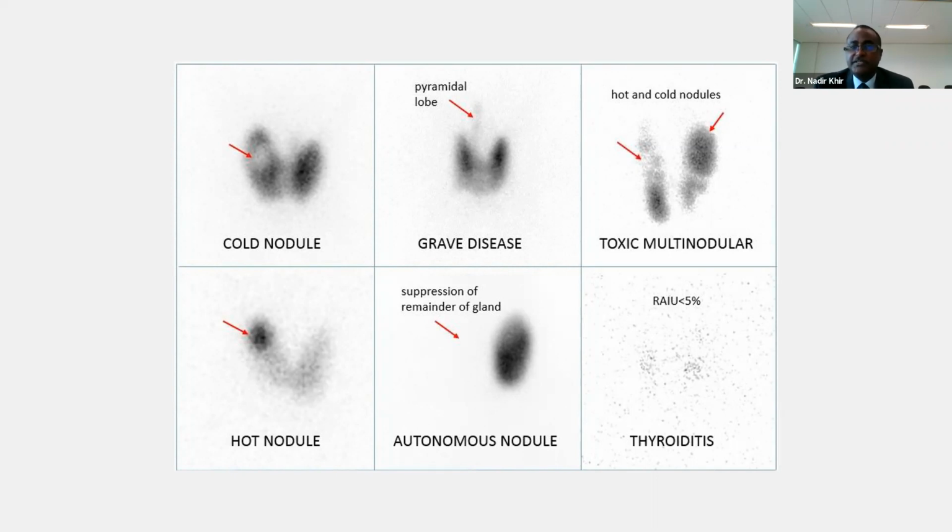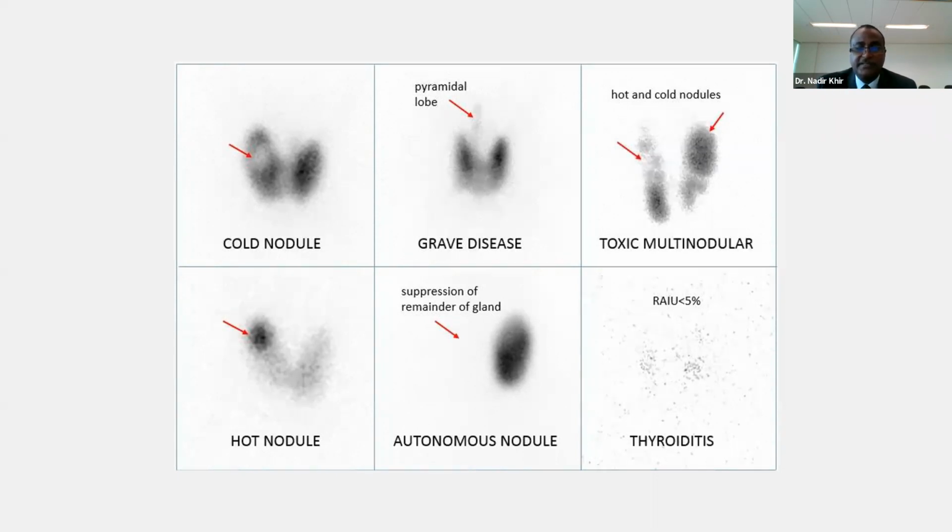In toxic multinodular goiter, you can see hot nodules, cold nodules, and normal uptake. You can see all the variety. The hot nodule in the lower left is just like the cold nodule above, but the opposite. This hot nodule means it took all the radioactive iodine, absorbed it from the blood, and competed with the normal tissue. That's why the background of the thyroid is showing low uptake.